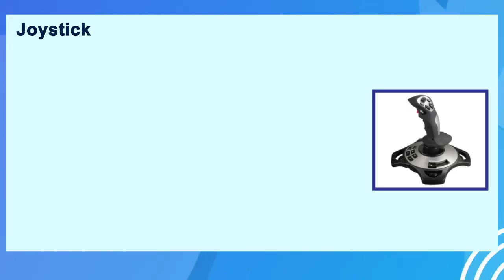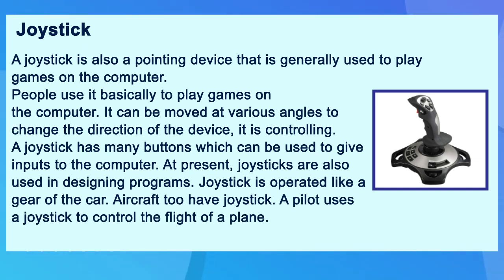Joystick. A joystick is also a pointing device that is generally used to play games on the computer. It can be moved at various angles to change the direction of the device it is controlling. A joystick has many buttons which can be used to give inputs to the computer. At present, joysticks are also used in designing programs. Joystick is operated like a gear of the car. Aircraft too have joystick. A pilot uses a joystick to control the flight of a plane.